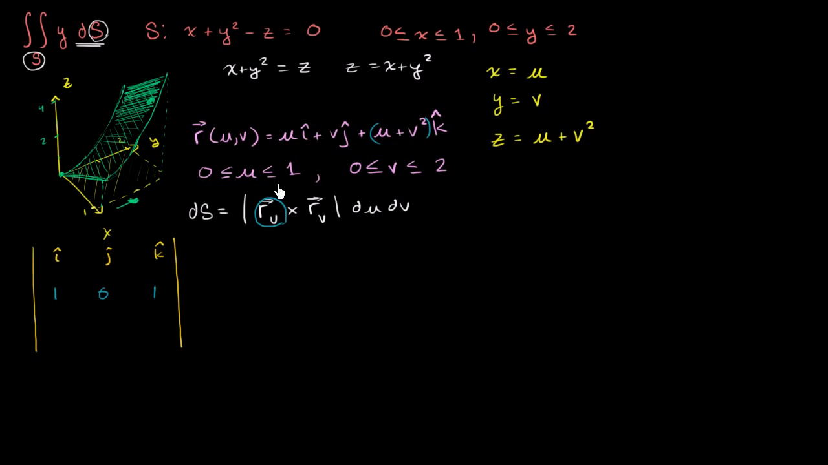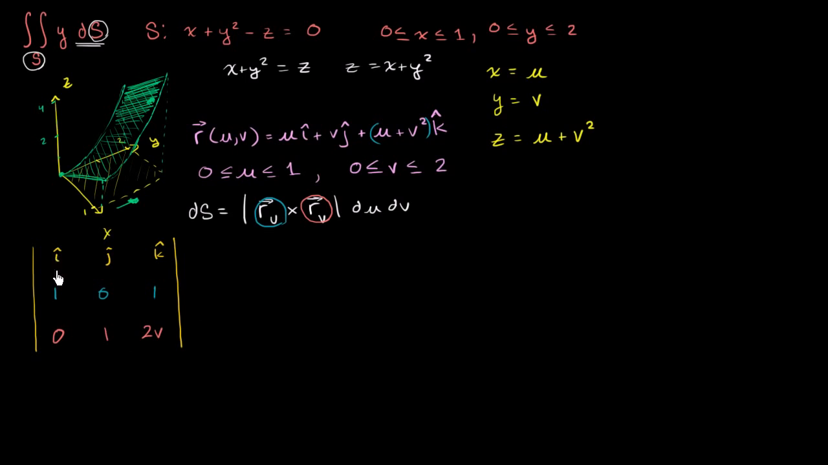And then r sub v, the partial of r with respect to v: the i component is going to be 0, the j component is going to be 1, and the partial of u plus v squared with respect to v is going to be 2v. So it's a pretty straightforward determinant. So let's try to evaluate.